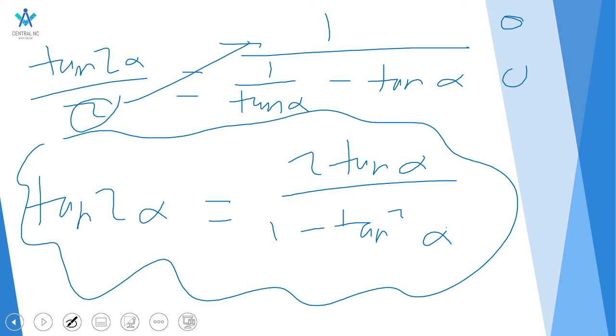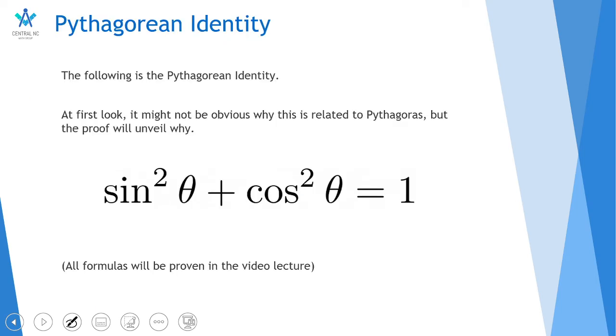This is not greatly useful, but it was a good exercise, using our fact that sine over cosine is equal to tangent, and using our double angle formulas. Okay, next slide. Next is a Pythagorean identity. First, you might not be able to see why this is related to Pythagoras, but the proof will unveil why.